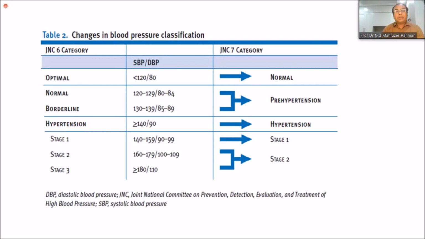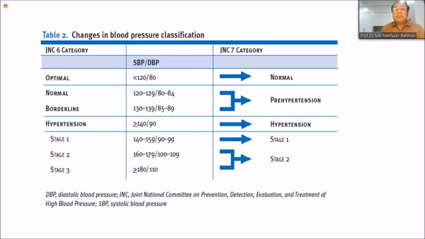Stage 1 is said when the systolic blood pressure is 140 to 159 and/or diastolic 90 to 99. Stage 2 is systolic 160 or more and/or diastolic 100 or more millimeter of mercury. And in JNC7 there was another, stage 3, with systolic 180 or more and diastolic equal to or more than 110 millimeter of mercury.